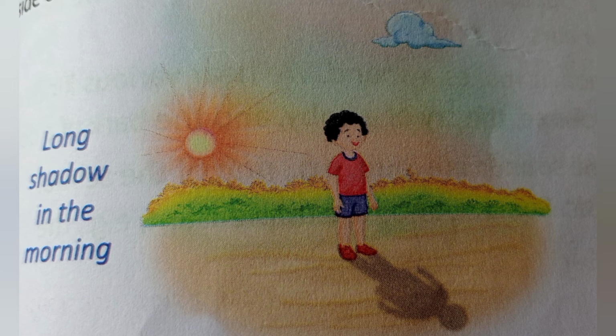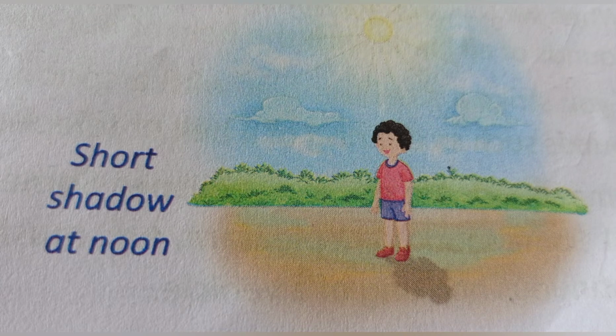Shadow is a dark patch and it forms when an object blocks the path of light from a luminous object like sun, candle, diya, etc. Shadow can be short or long. It is long in the morning and evening, and at the time of noon it is short.